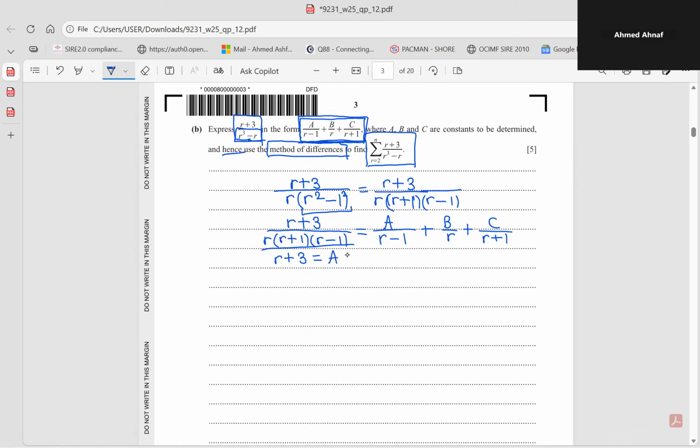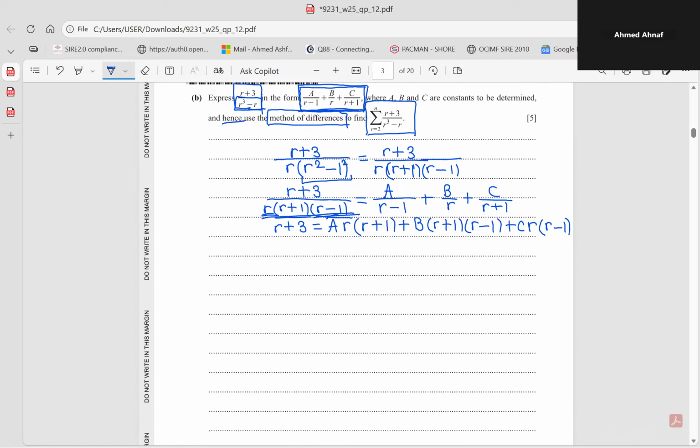So you would have a times r plus 1, not r minus 1. Yeah, a times r plus 1. And then for b, your r will cancel out. Then you would have r plus 1 times r minus 1. And then for c, your r plus 1 will cancel out, so you'll have r and r minus 1. So c times r minus 1.